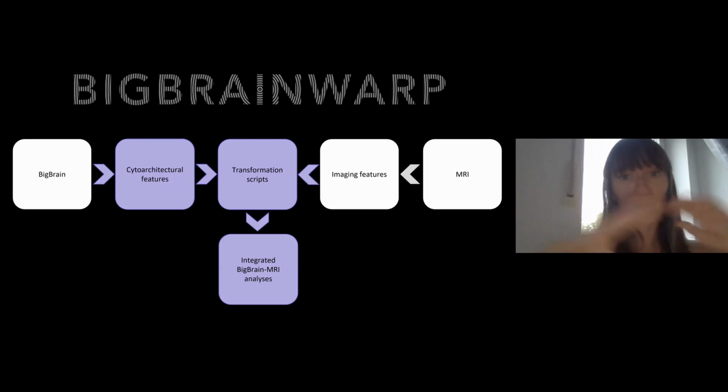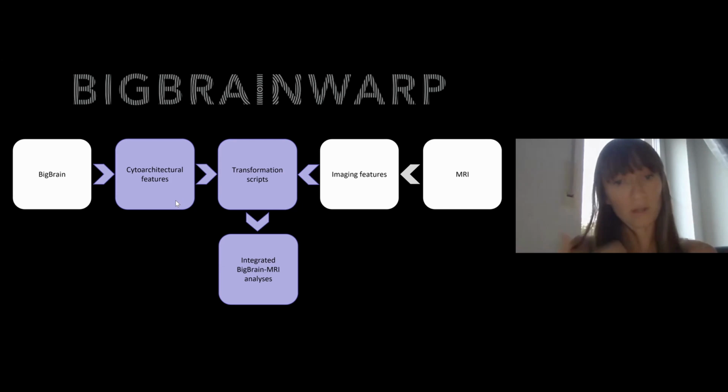So here we have what we aim to do with BigBrainWarp. In the purple is really what is contained in BigBrainWarp. So if you start off with, in this example, BigBrain on one side and MRI on the other, in both cases, you need to do some type of pre-processing to extract some features. With BigBrainWarp, we've already produced a lot of features that might be helpful. I'll talk a little bit more about that in a second.